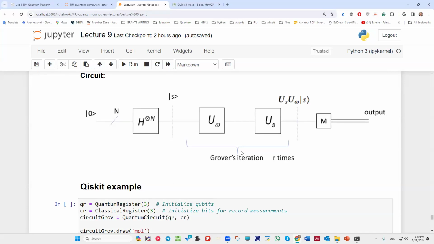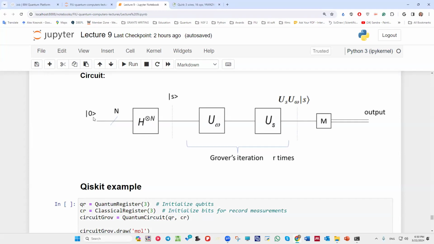So this pair, this U and omega, is called Grover's iteration, or Grover's pair, if you wish. The number of applications of this Grover's iteration, as we will see next week, is basically the square root of n. That's why it scales as the square root of n. And this is the schematic circuit of this algorithm.